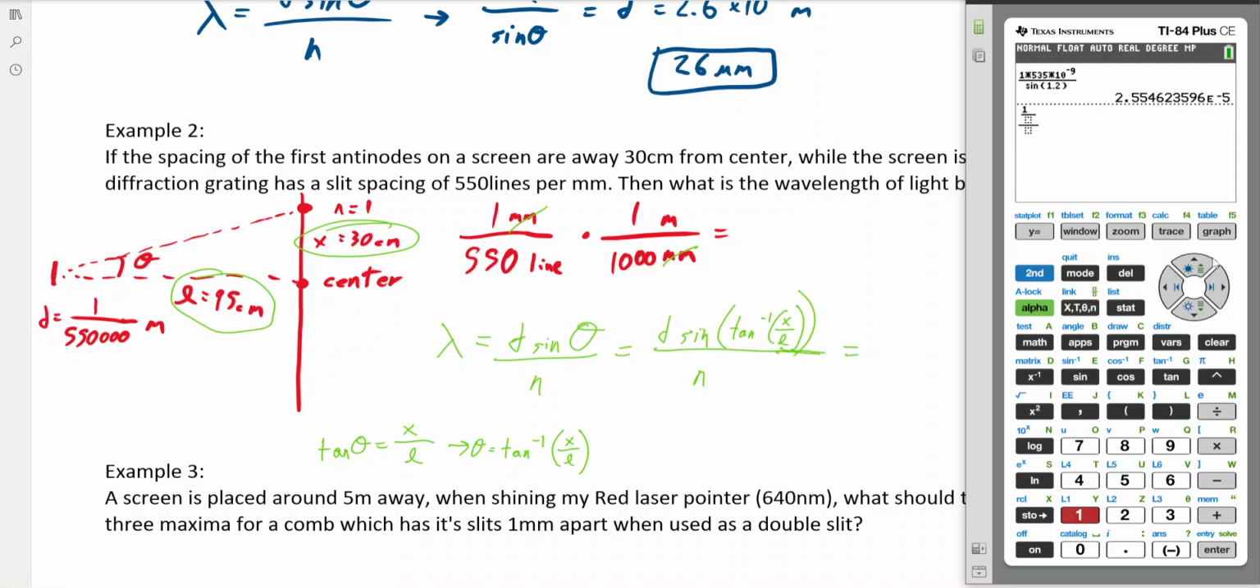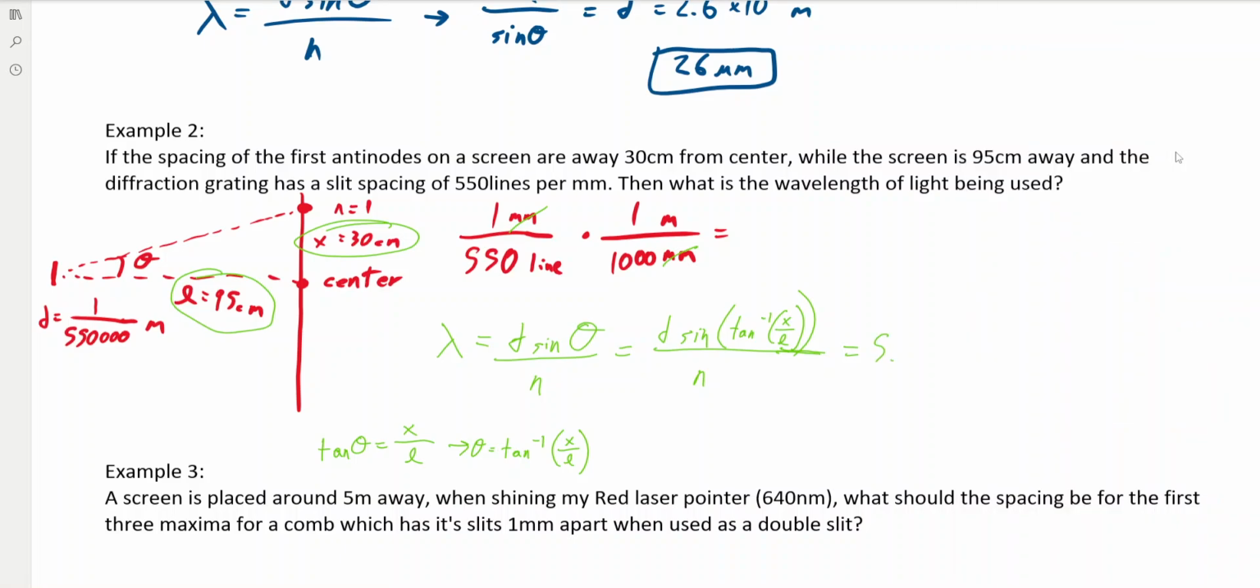So first of all, our D, which is 1 over 550,123, times by sine of tan^-1 of x, which is 30. I'm going to write it in meters because I don't want to make a mistake. And actually it wouldn't matter if you kept them both in centimeters, that would be fine. But I don't want to make a mistake anyway, so let's do that. Over n, which is 1 because it's the first antinode, and so we get 5.4 times 10 to the -7.